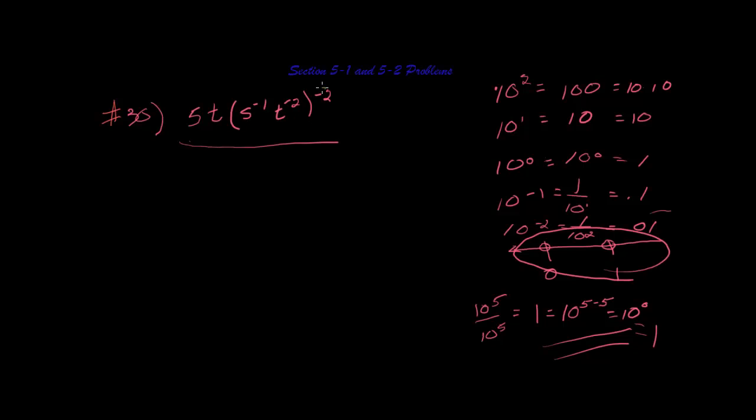Listen, the best method here is to distribute this exponent here. We do it by multiplying. So this becomes, and again, 5t is not part of this parenthesis. So we go s to the negative 1 times the negative 2 is s to the positive 2. t to the negative 2 times negative 2 is t to the positive 4.